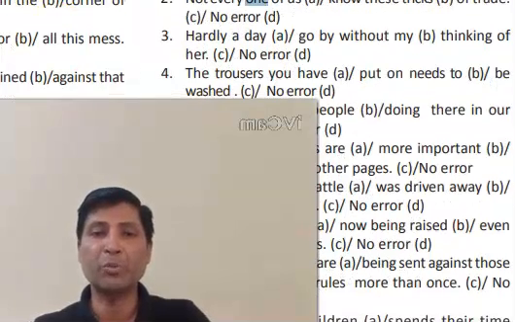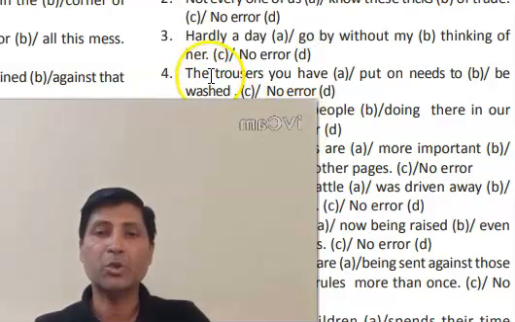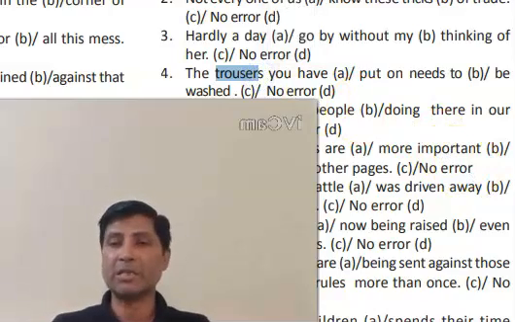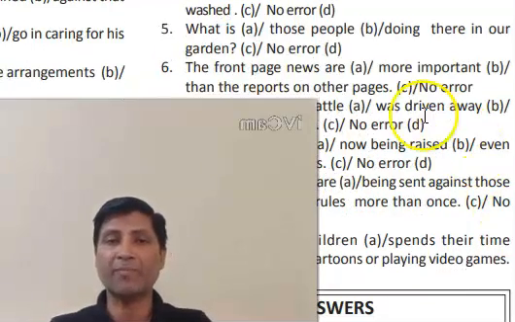Moving on to question number 3. Hardly a day go by. Here a day is the subject. Go is wrong. It should be goes. Next, the trousers. You have put on needs. Here needs is singular. Subject is trousers. Trousers is plural because we have discussed.